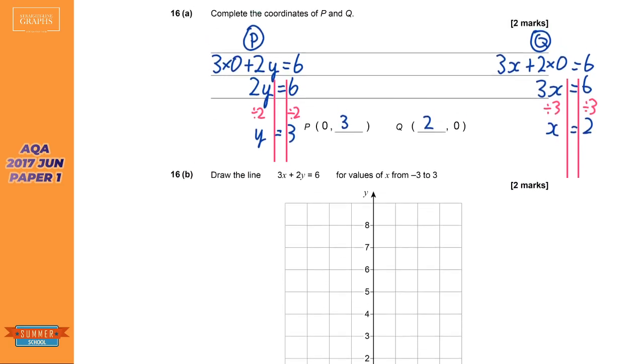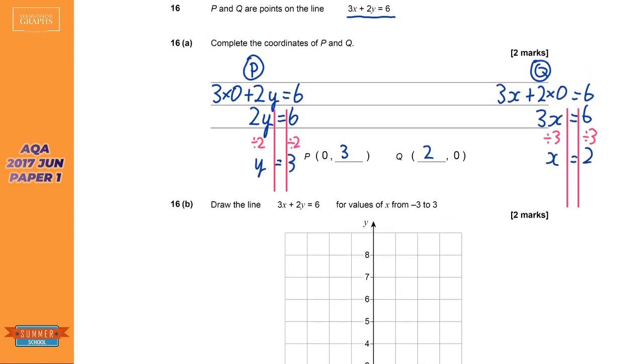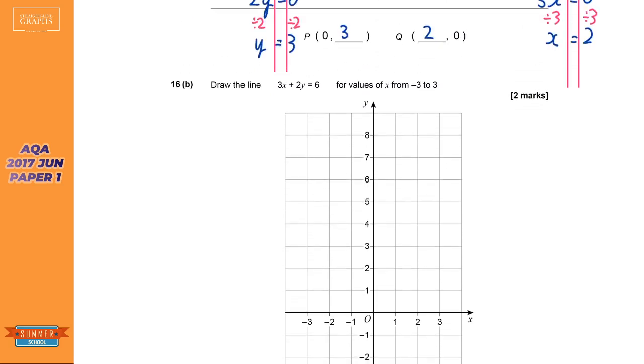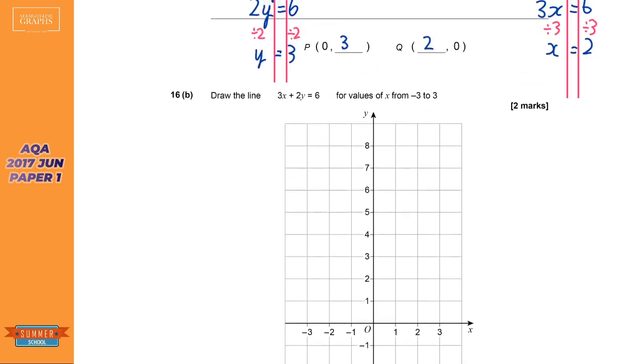Right, now it wants us to draw the line for that equation. And it's given us a little graph there. So 0, 3 will be here. So that's going to be where p is. Q would be 2, 0, so that's here, so that's where Q is. Now, what's tempting for a lot of us, maybe, is to think, okay, well, let's join them up, like that.